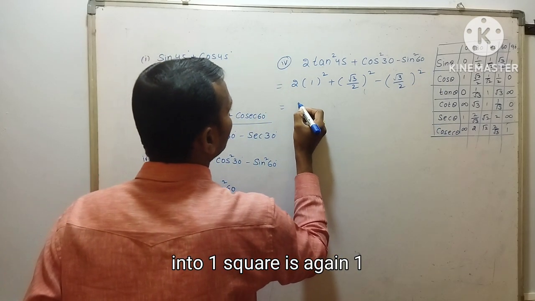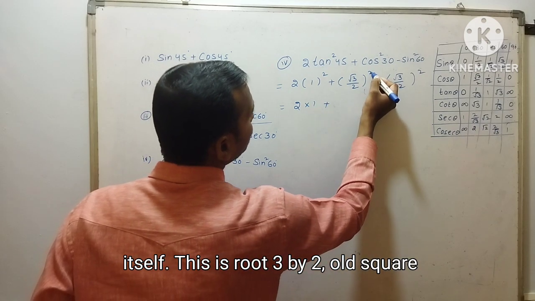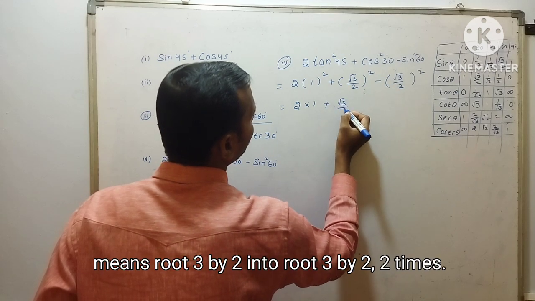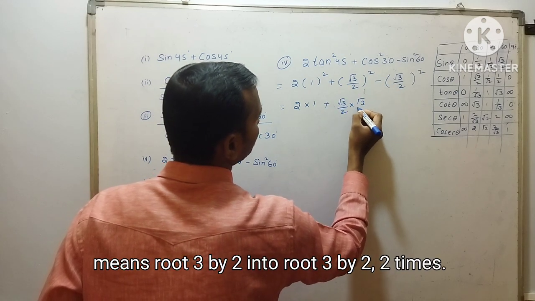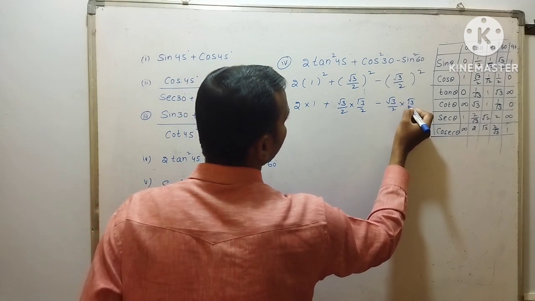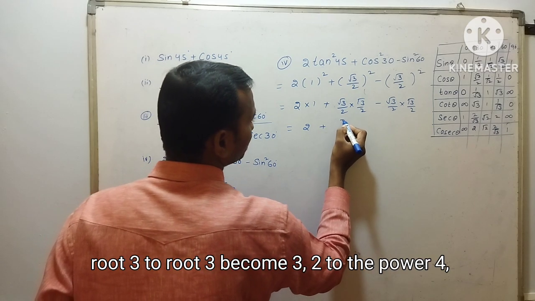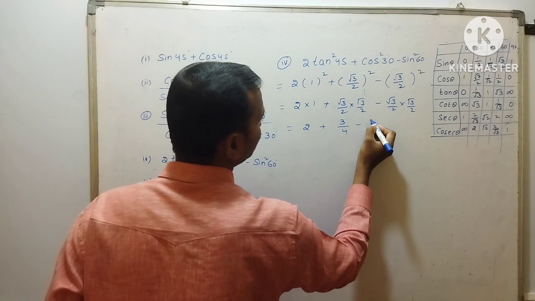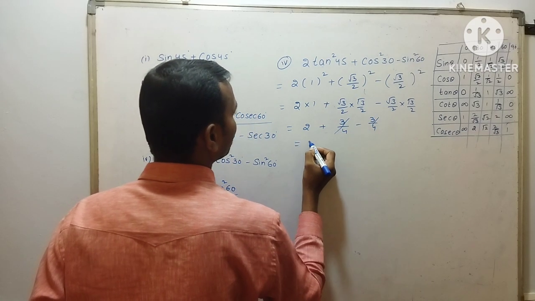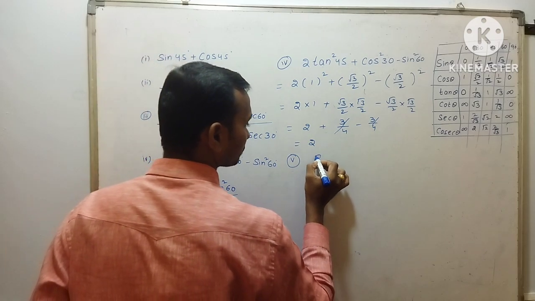So that is 2 into 1 square is again 1 itself. This is root 3 by 2 whole square, means root 3 by 2 into root 3 by 2. Here also root 3 by 2 into root 3 by 2. So 2, root 3 into root 3 become 3, 2 into 2 is 4, minus root 3 into root 3 become 3 by 4. Both get cancelled. Finally we are left with 2 as the answer. Next, last question.